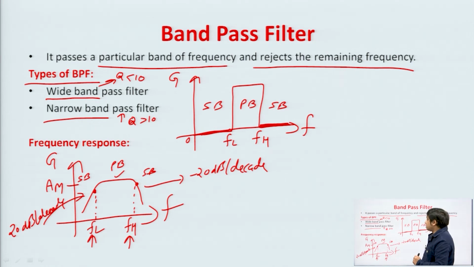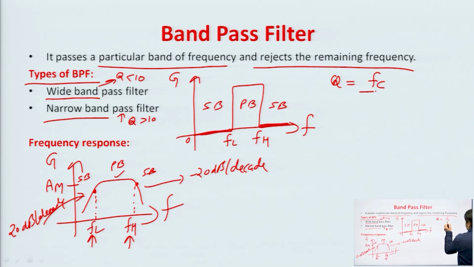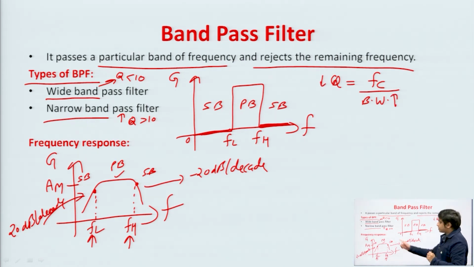Now, what is this quality factor Q? This quality factor Q is defined as center frequency Fc upon bandwidth. Fc is the center frequency. So, of course, you can see that if bandwidth is more, then the quality factor will be less. That is why for a wide band pass filter bandwidth is more, quality factor is less, and for a narrow band pass filter vice versa, right.